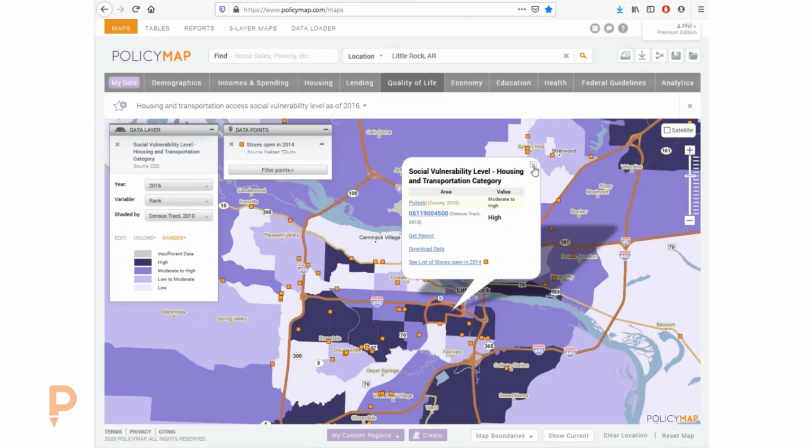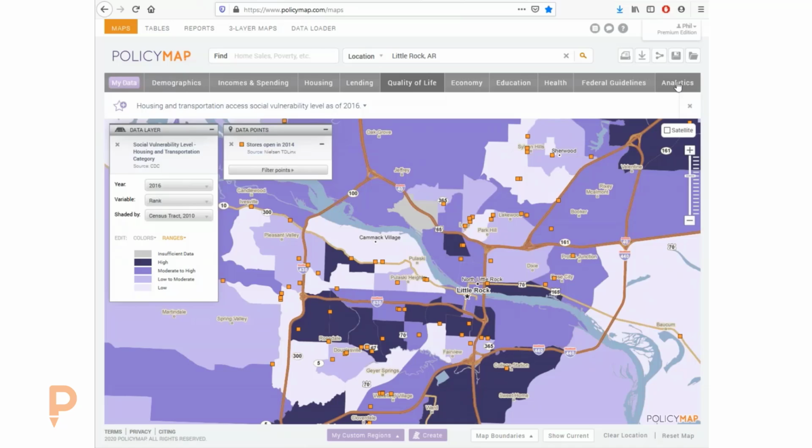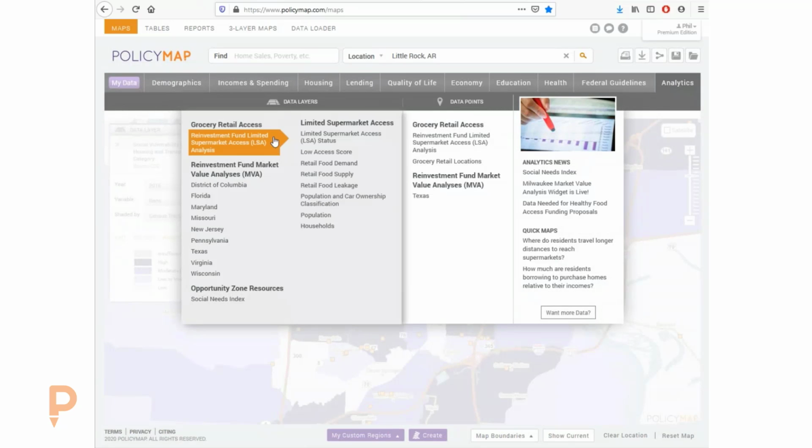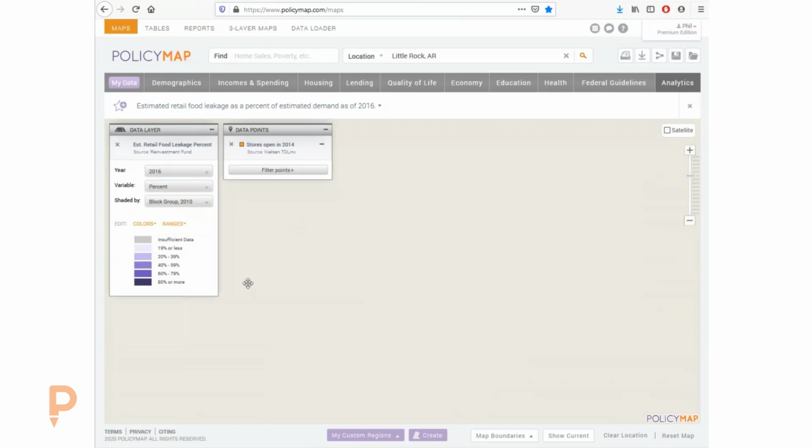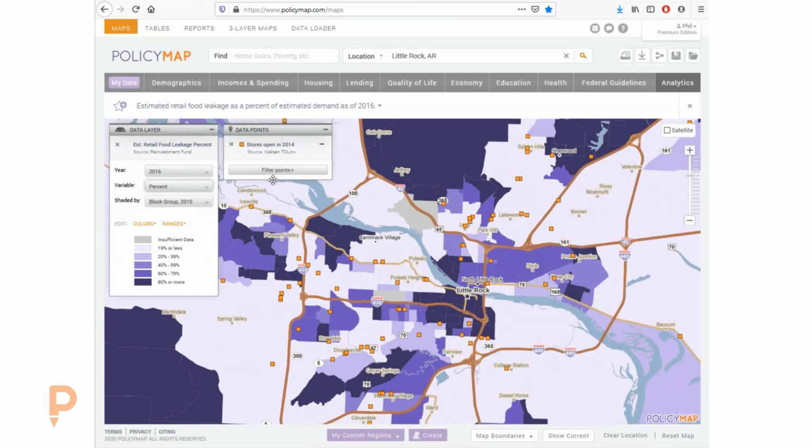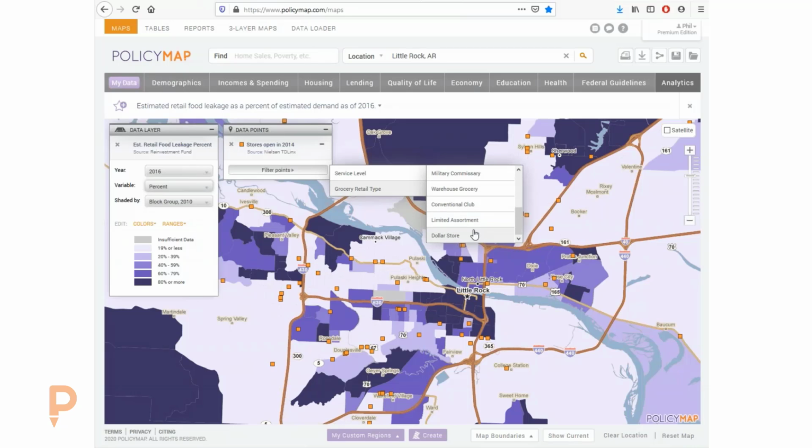So Phil, could you talk about, under the limited food access, some of the work with the dollar stores as sources of food in communities, and the work that PolicyMap started with that? Yeah, so I'll put the leakage back on so you can see a little bit, and then we can actually now filter by dollar store.